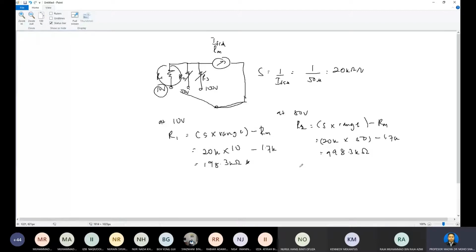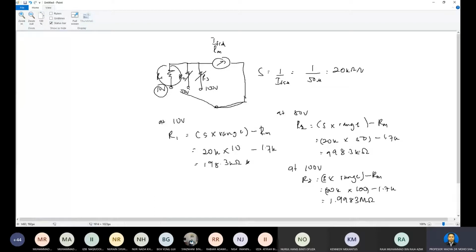Similar for R3, at the 100 volts. At 100 volts, R3 uses the same formula because R1 and R2 will be ignored. S multiplied by range, minus Rm. So 20k multiplied by 100, minus 1.7k. The answer will be 1.9983 mega ohms. That is the answer for R1, R2, and R3 if we connect in parallel.